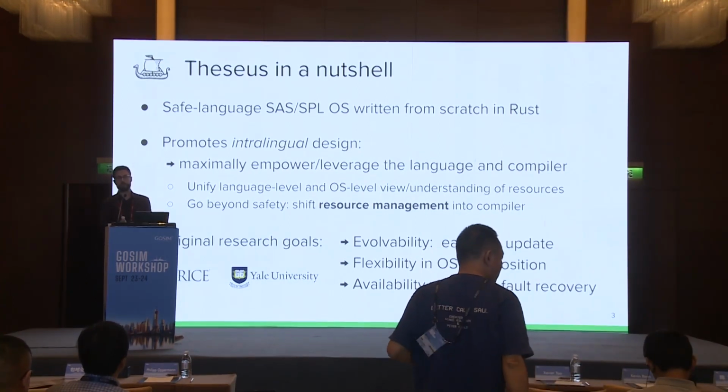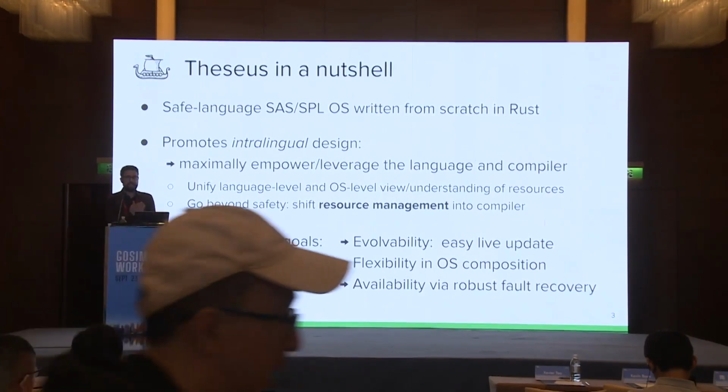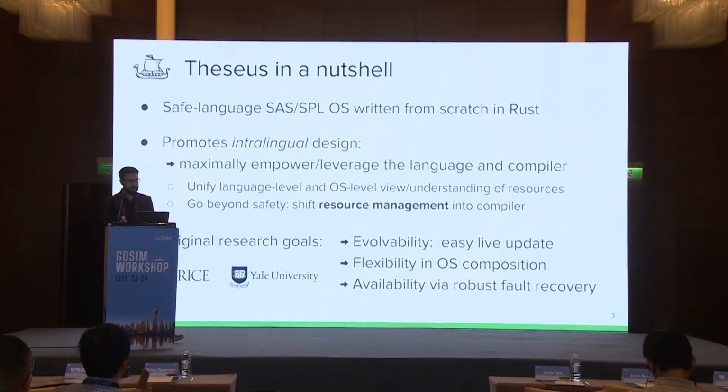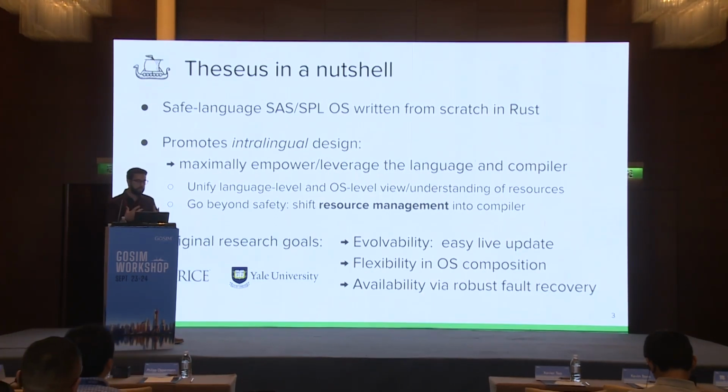One of our design principles is something we term interlingual design, and that means within the language, so within Rust. That's why we call it a native Rust system. The goal here is to maximally leverage the language and the compiler to the best of our ability. That means unifying the view and the semantic understanding of resources between the OS runtime and the compiler, and then going beyond safety to do things like shift resource management processes into the compiler itself.